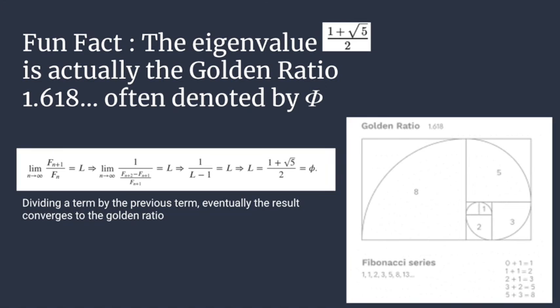Fun fact, the eigenvalue (1 plus root 5) over 2 is actually the golden ratio 1.618, often denoted by phi. This can be found by dividing one term of the Fibonacci sequence by the previous term, and eventually the result will converge to the golden ratio.